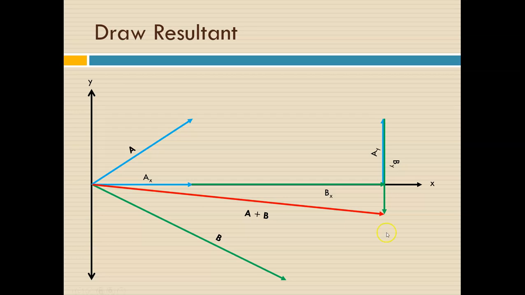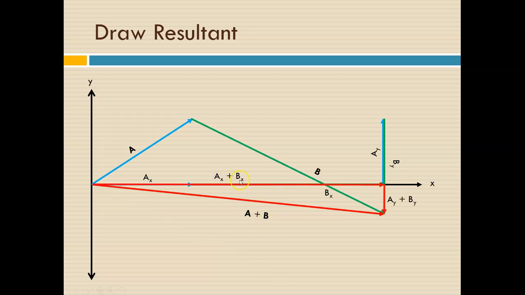Now, there's 2 other things we're going to deal with. If we take a look at A plus B, the red arrow, then doesn't that make a right triangle as well? What are the components of A plus B? Well, the components are, no, AX plus BX gives me the X component, which is correct. The Y component is going to be AY plus BY.